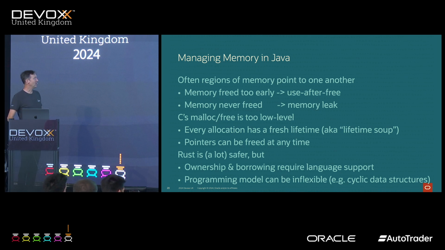Yeah, that's a very common problem. And we don't have this lifetime concept because you can just allocate memory, and if you have a linked list, for example, you can just free a node and then try to access that node afterwards, and boom, your program just crashes. Rust is a lot safer. There we have a language construct for using memory, but it's a bit inflexible, for example, for cyclic data structures.